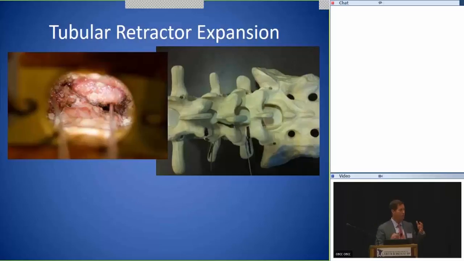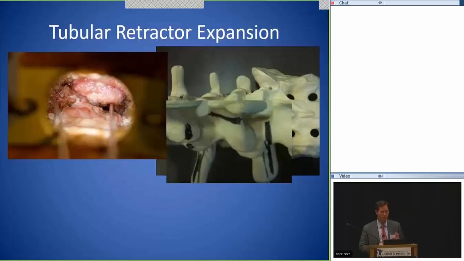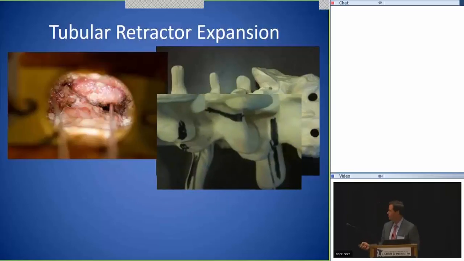Some people use a microscope. I prefer loops because I like to be able to move my head around wherever I want. You can do it by different techniques, but it's not arthroscopic. The tubes expand. And I'll argue with anybody that all we need to see to do what we need to do is right here. We don't need to see anything else.